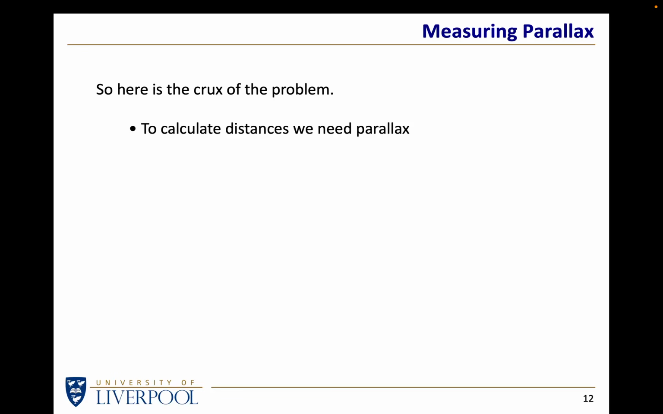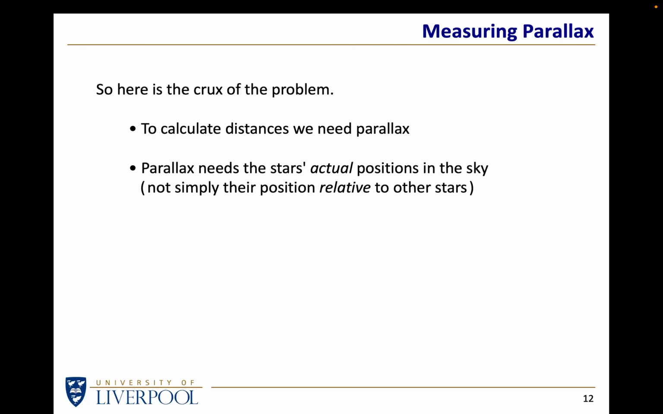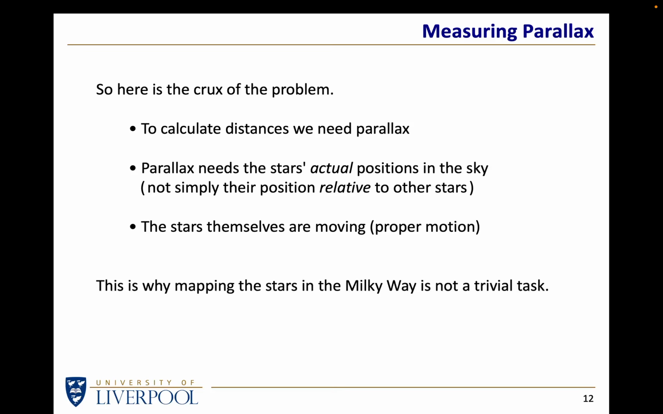We need distances for the reasons I've explained. So we need parallax. Parallax needs the motion of a star as the Earth goes around the sun, and we need the actual position of the star, not the position of a star relative to another star that happens to be nearby, because if all the stars are moving, we can't use relative motion to tell us whether that star is moving the way we think it is because of the motion of the Earth around the sun. So relative positions aren't good enough. The stars themselves are moving as well as the change in perspective of the Earth's motion. We call that motion proper motion, the actual motion of the star around the Milky Way.